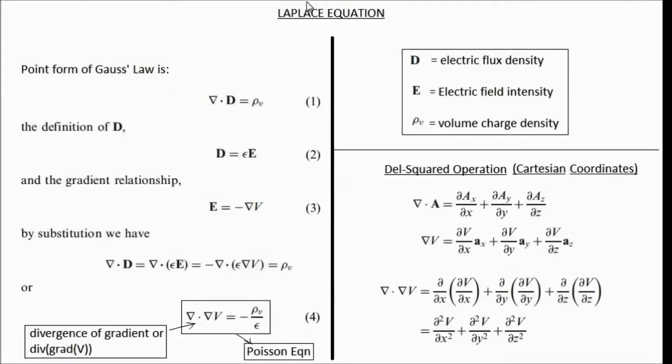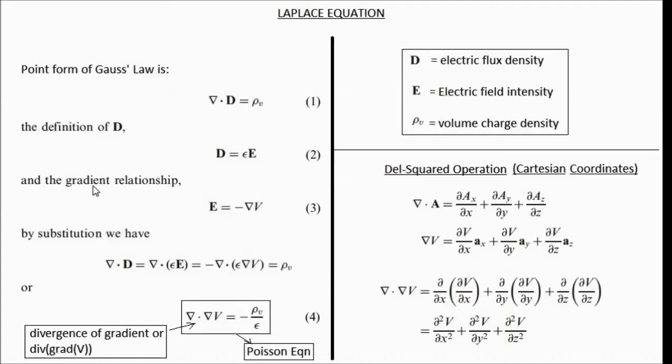We derive the Laplace equation. The point form of Gauss' law is del dot D equal to rho V, where D is the electric flux density field and rho V is the volume charge density. From the definition of D, we also have that D equals epsilon E, E being the electric field intensity and epsilon the permittivity of the medium.